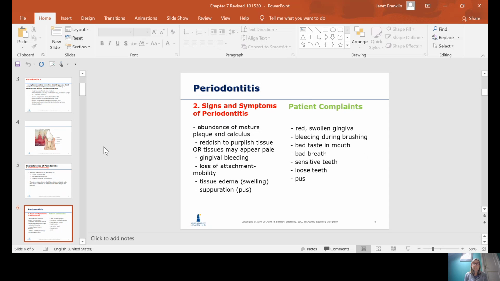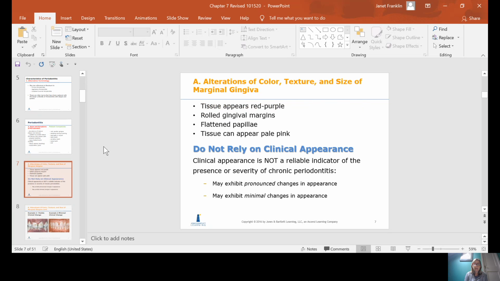Periodontitis has signs and symptoms. It has an abundance of mature plaque and calculus. The tissue color has probably changed, and there may be some gingival bleeding, loss of attachment, and mobility on the teeth. The patients usually notice that their gums are red, they're swollen, they have bleeding when they brush, they have a bad taste in their mouth, they have bad breath, sensitive teeth, loose teeth, maybe even some pus.